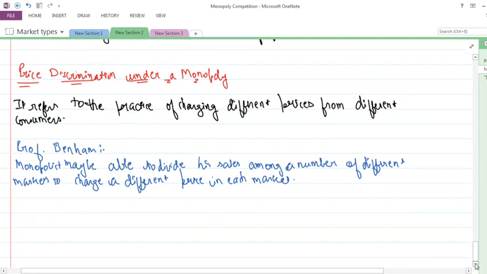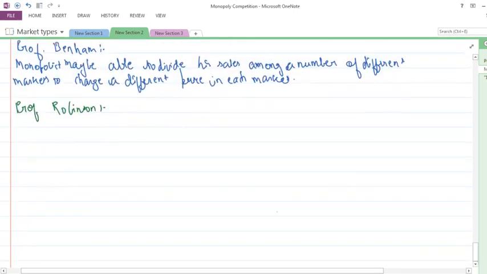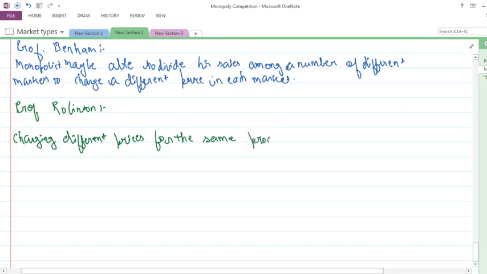Professor Robinson defines it as charging different prices for the same product or the same price for different products.